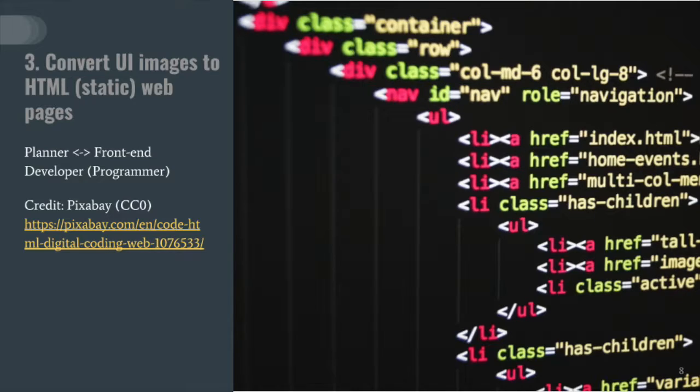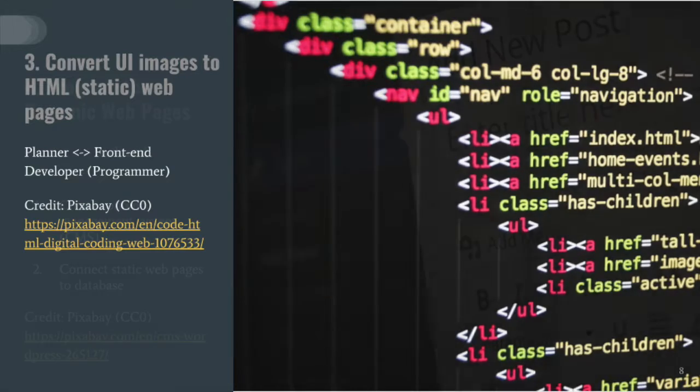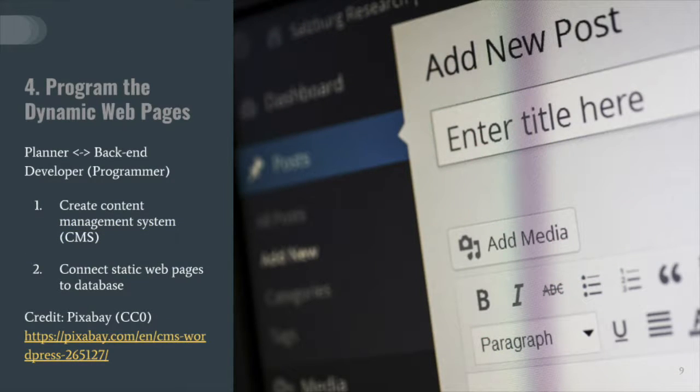But at this stage, these web pages are still static and we need to connect them to a database. So, in step 4, you need another help from your backend developer, who is another kind of programmer. Typically, a backend developer in a website team has 2 tasks. The first task is to create a content management system, CMS.